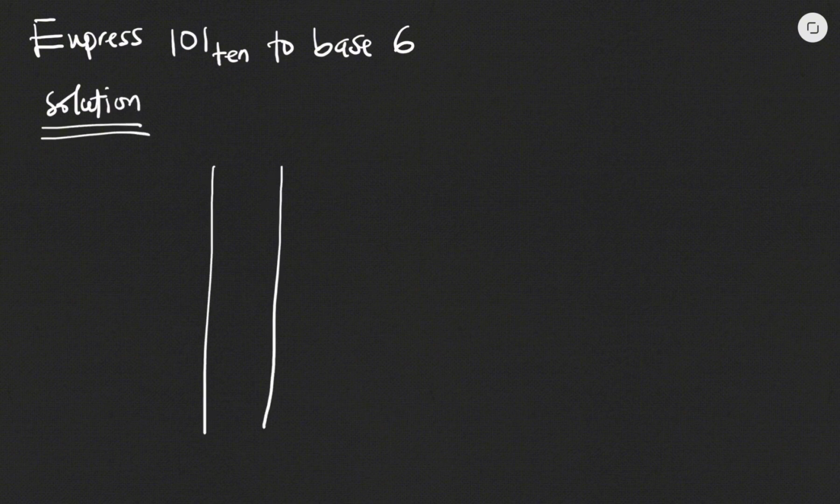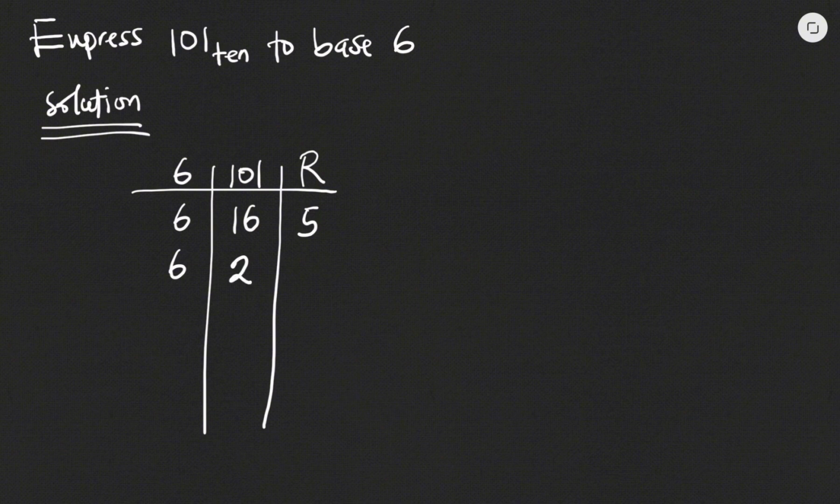So I draw out my lines, my remainder is here, my number is here, and then my base is here. So I ask myself, how many times will 6 go into 101? It will go there 16 times, which is 96, and so my remainder is 5. So I ask myself again, how many times will 6 go into 16? It will go there twice, which is 12, and so the remainder is 4.